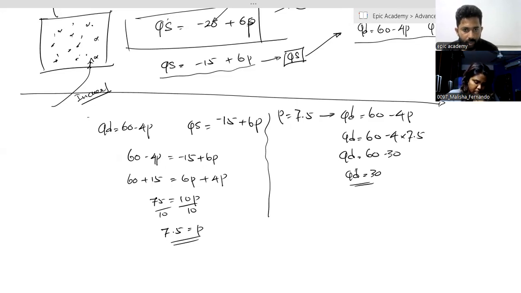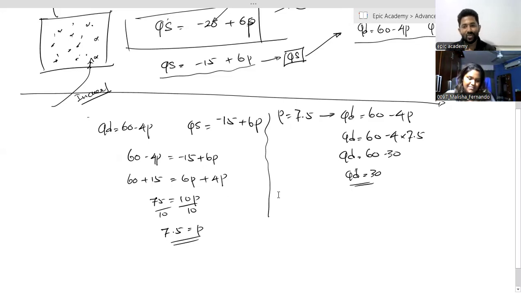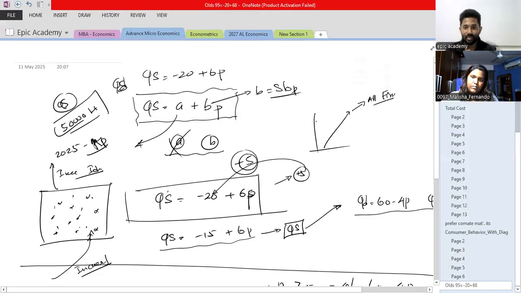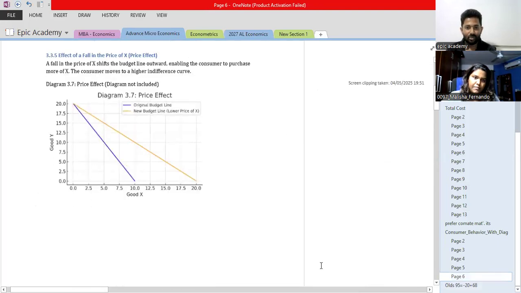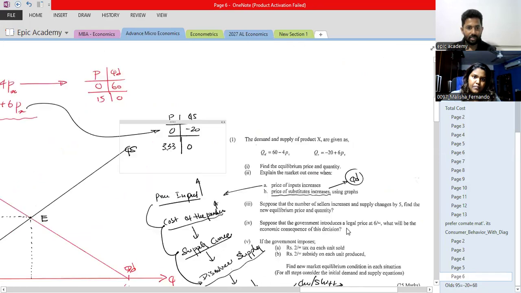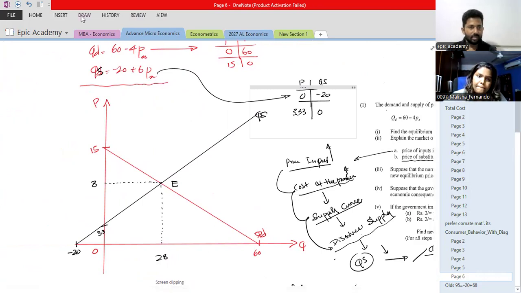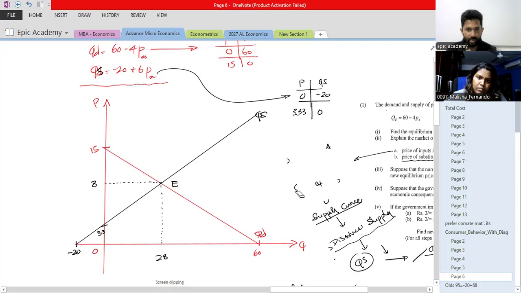Right. Let's move to the next one, the fourth one. Suppose that the government introduces a legal price. We have to go to the first one because it is very easy to calculate all those activities by using that graph. I already calculated that one. This one, isn't it? Yes, this one. I will clear those parts.